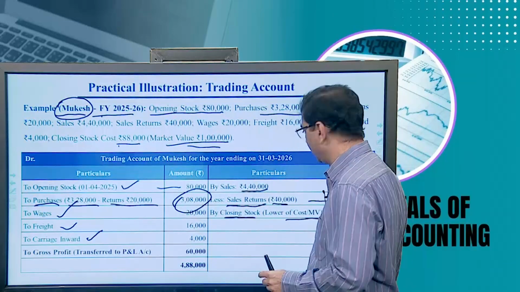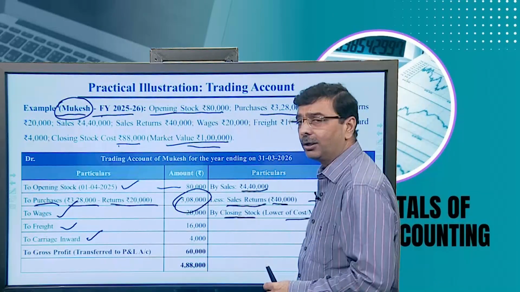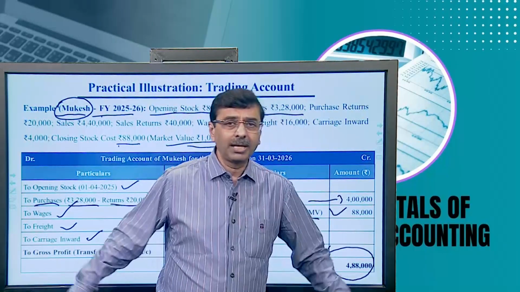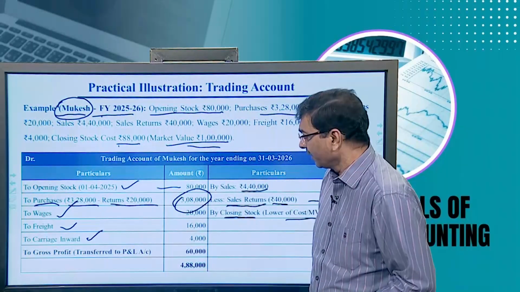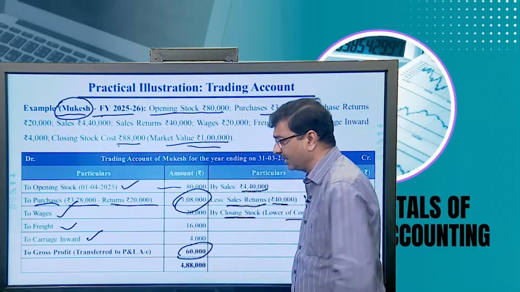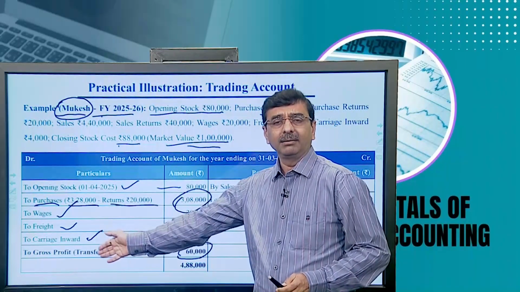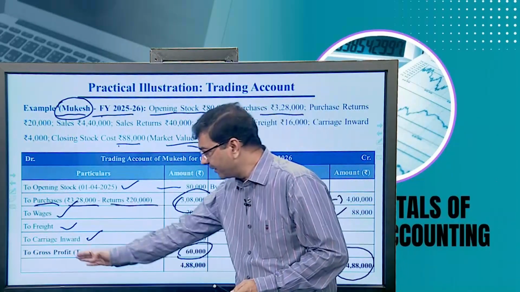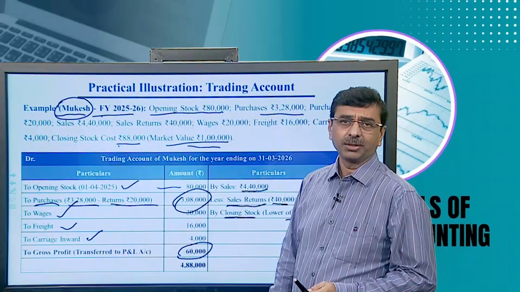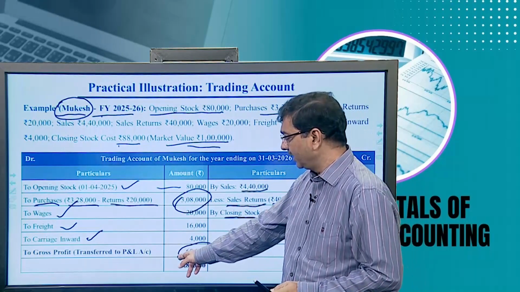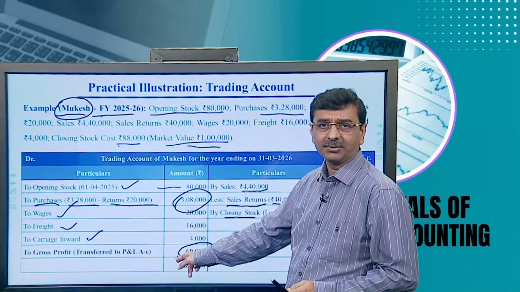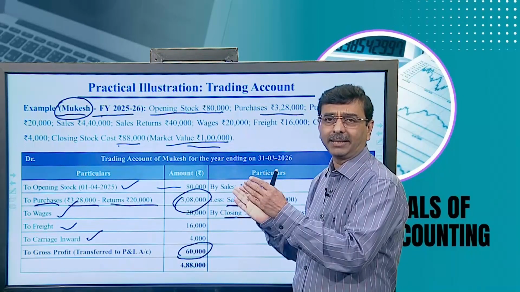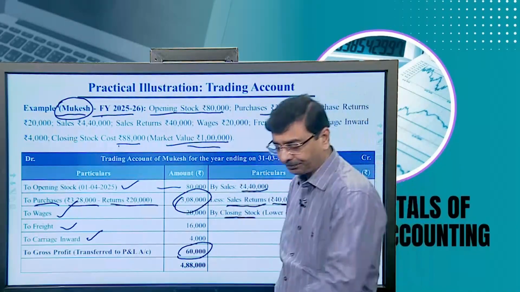Now we make a total of both sides, and we identify that the total of the credit is higher than the debit. So 4,88,000 rupees is written on both sides, where the deficit amount is actually 60,000. The deficit on the debit side is considered gross profit, because the credit is higher than the debit, so the difference is gross profit. It is to be transferred to the profit and loss account. Here it is written: to transfer to profit and loss account 60,000. In the P&L account credit side: by gross profit (transfer from trading account).